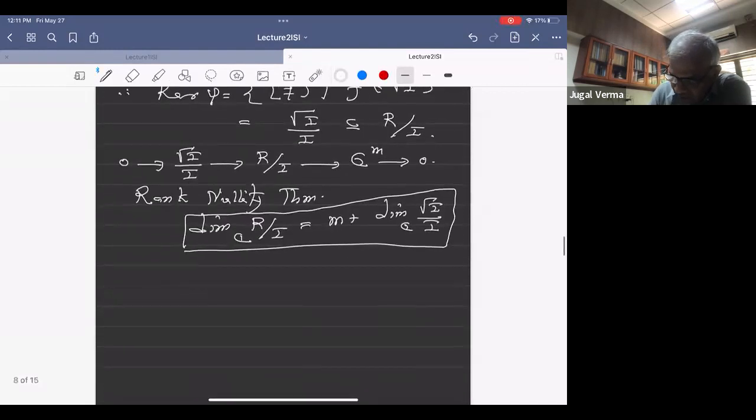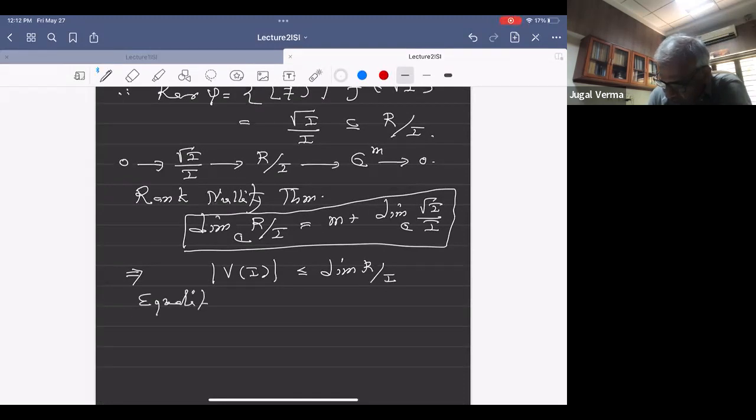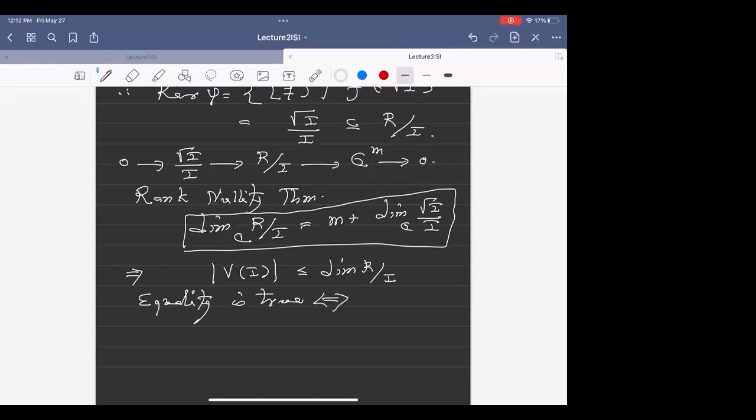This in particular says that the number of solutions, which is the cardinality of V(I), is less than or equal to the dimension of R mod I. So the dimension of R mod I is an upper bound on the number of solutions. And when does equality occur? Equality is true if and only if I is a radical ideal.